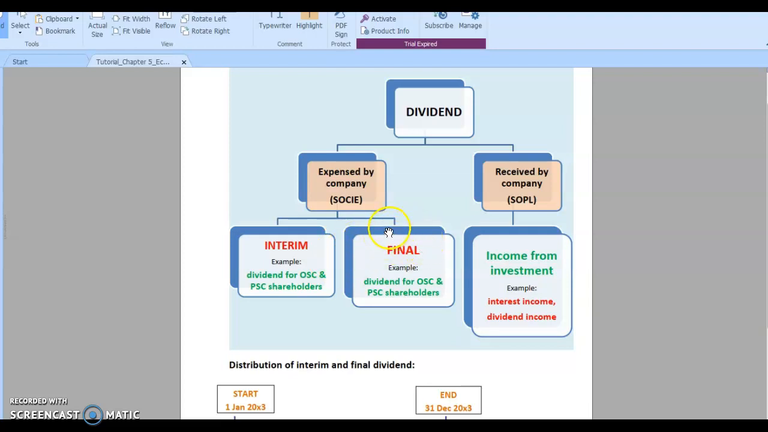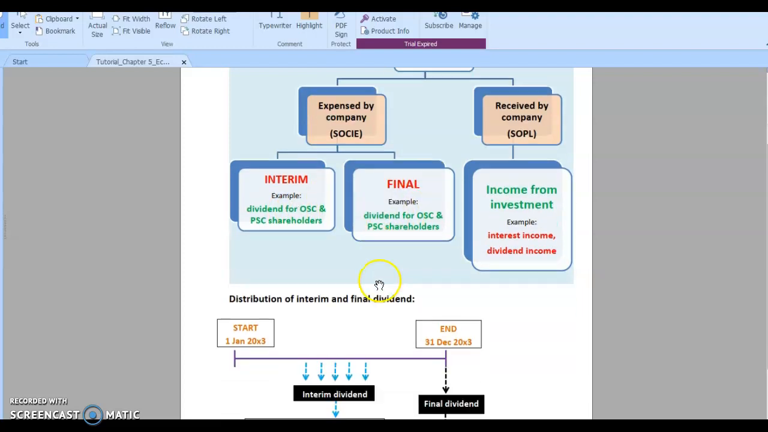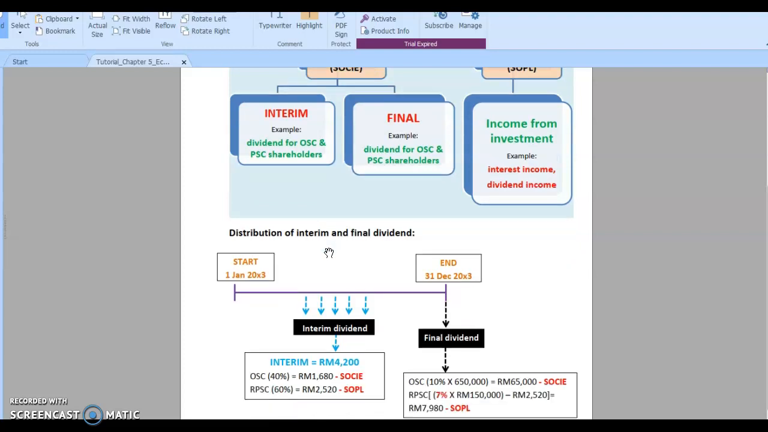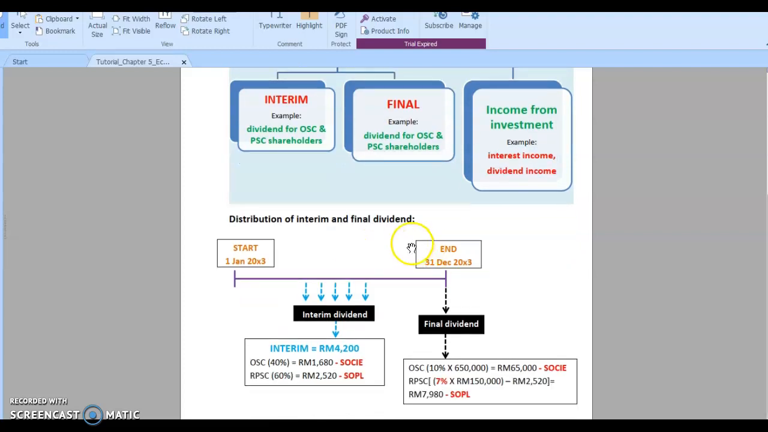This dividend can then be further divided into two types: interim dividend and final dividend. Both dividends are available for ordinary shares and preference shares. So in this case, the interim and final dividends both need to be deducted from retained profit.